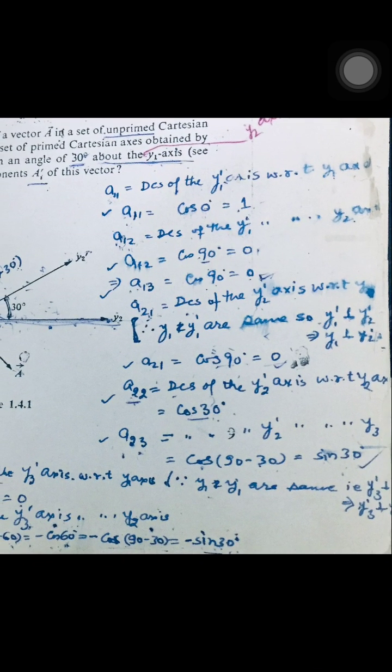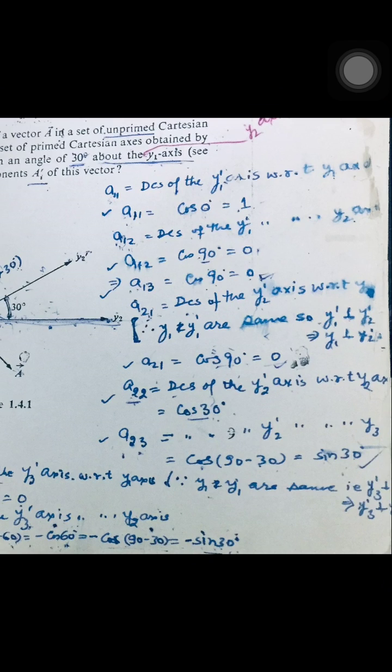First A11 is already one, now we look at A12. What is A12? The direction cosine of y1 dash with respect to y2 axis. The angle is 90 degrees as we saw earlier. So A12 is nothing but cos 90, that is 0. Similarly A13, the direction cosine of the y1 dash axis with respect to y3. This is again 90 degrees because the height is fixed. So A11, A12, A13 become 1, 0, 0.